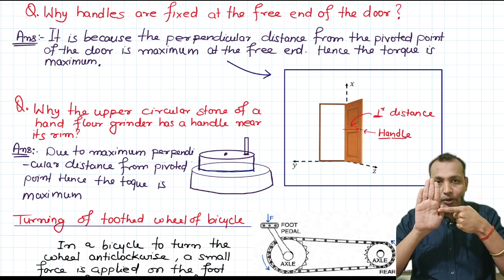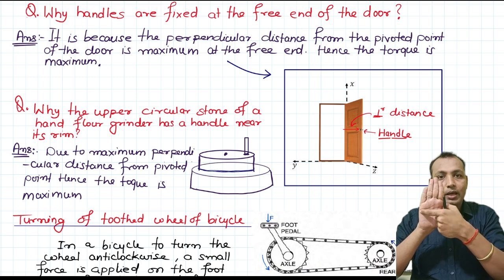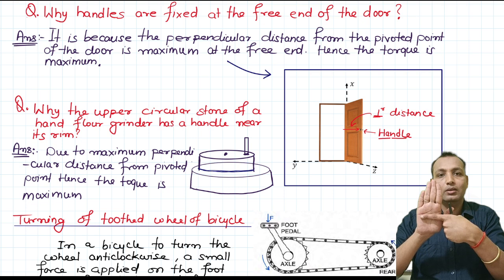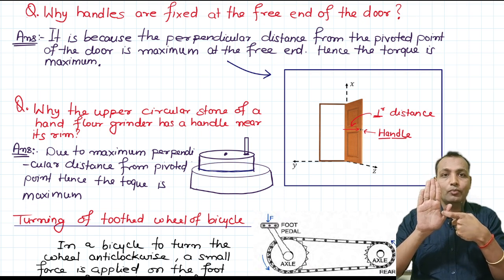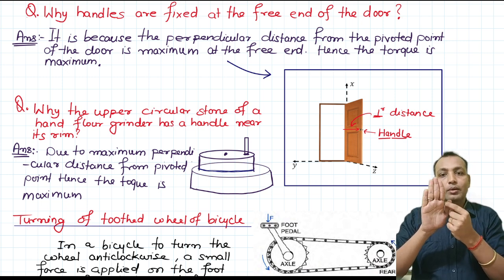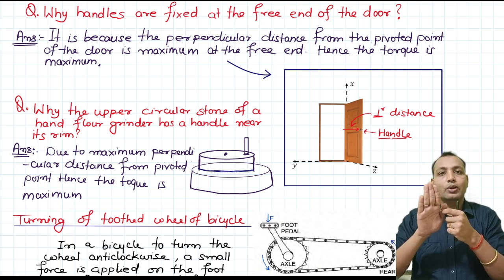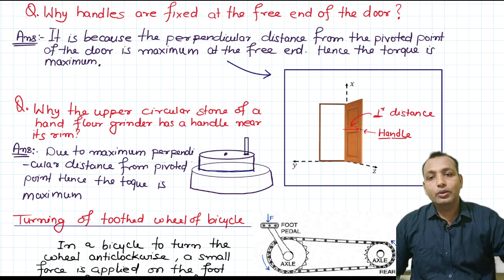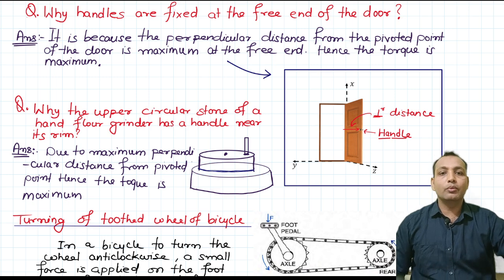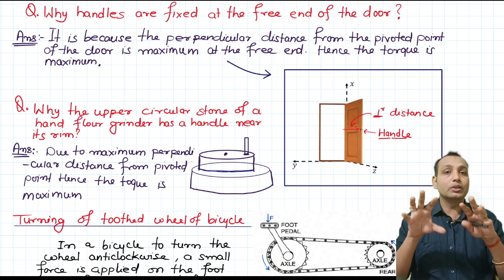From the hinge, this edge distance is maximum. If we put the handle in the center, we require more force. If we put it at the hinge point only, the door can't be opened. It is because the perpendicular distance from the pivoted point of the door is maximum at the edge.